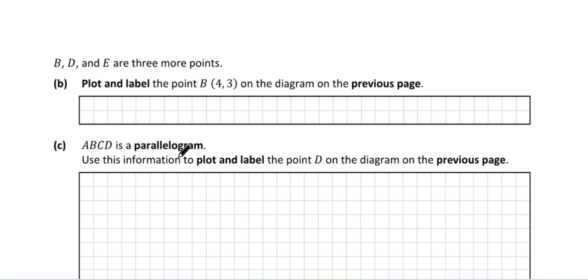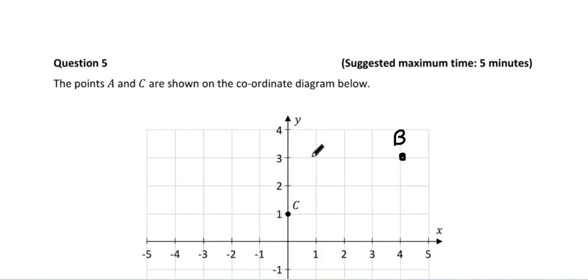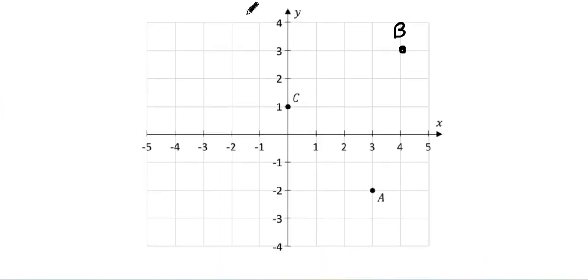A, B, C, D is a parallelogram. Use this information to plot and label the point D. So it's A, B, C, D. So it's A linking onto B, B linking onto C, and C has to link onto what? D. Where do you think D should be?